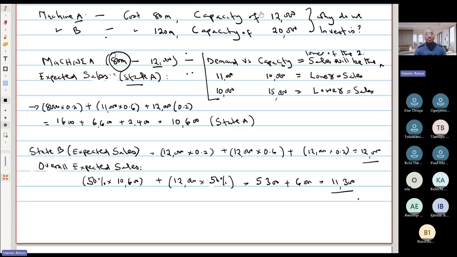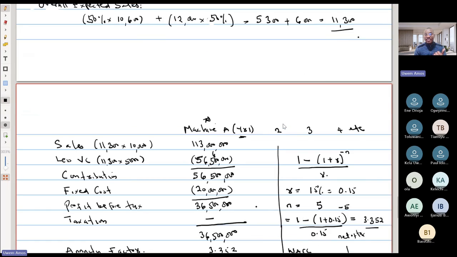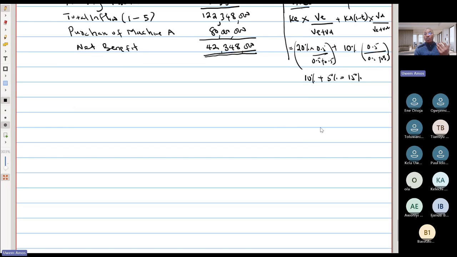Okay, let's do machine B. So that we can purchase machine A at 80 million, we'll make a net benefit of 42,348 million. Let's look at machine B, which is the second one. We're going to compare the two and then advise our company on which of the two to go for. So if you miss the first part, we're basically doing almost the same thing again with machine B.